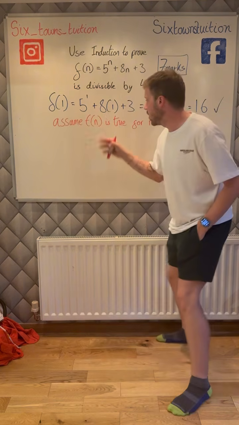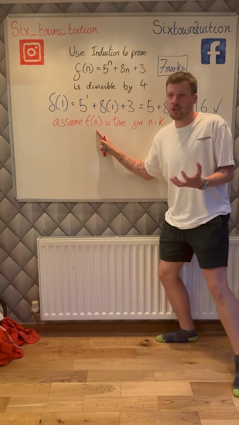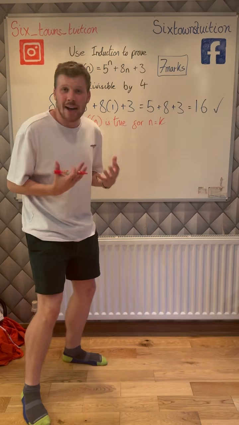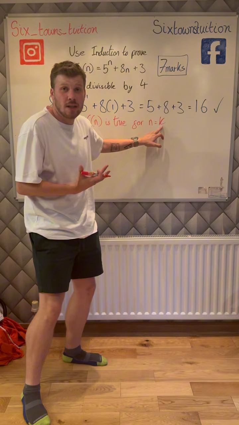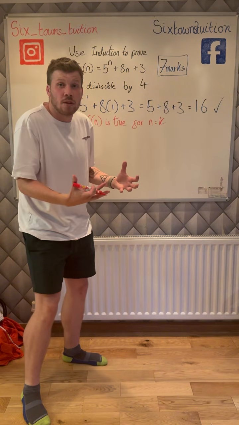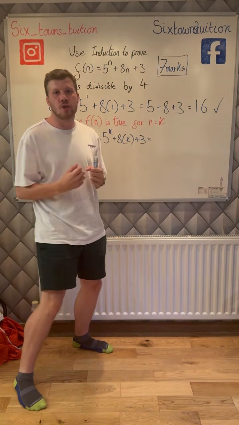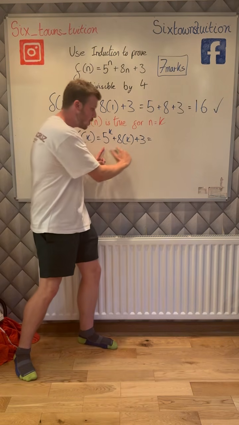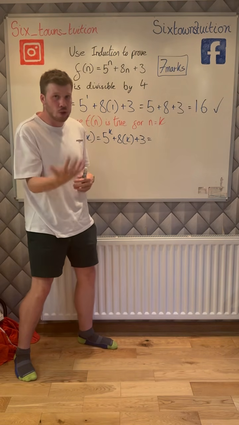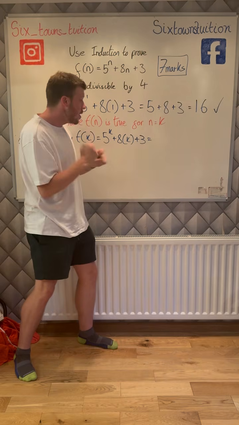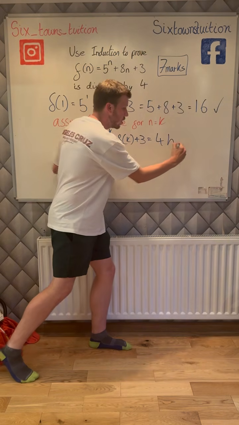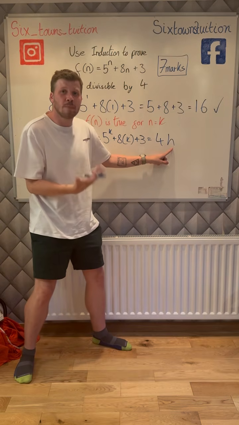So next up, I'm going to assume f of n is true when n is some particular value of k. Now I don't care what that value of k is, it just needs to be a value. So if I'm assuming the function is true for k, therefore the function of k, which is this statement here, I've just swapped the n's with the k's, must be equal to a multiple of 4. So let's just call that 4h, where h has to be an integer.